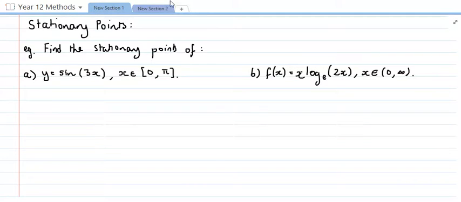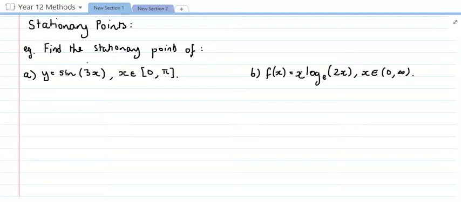Righto, got that all taken care of. So we need to find the stationary points of these two equations here. And the first one I'm actually going to do without even using differentiation at all. I'm just going to do it by knowing what the graph looks like and having a pretty good idea about how it's all going to come together.